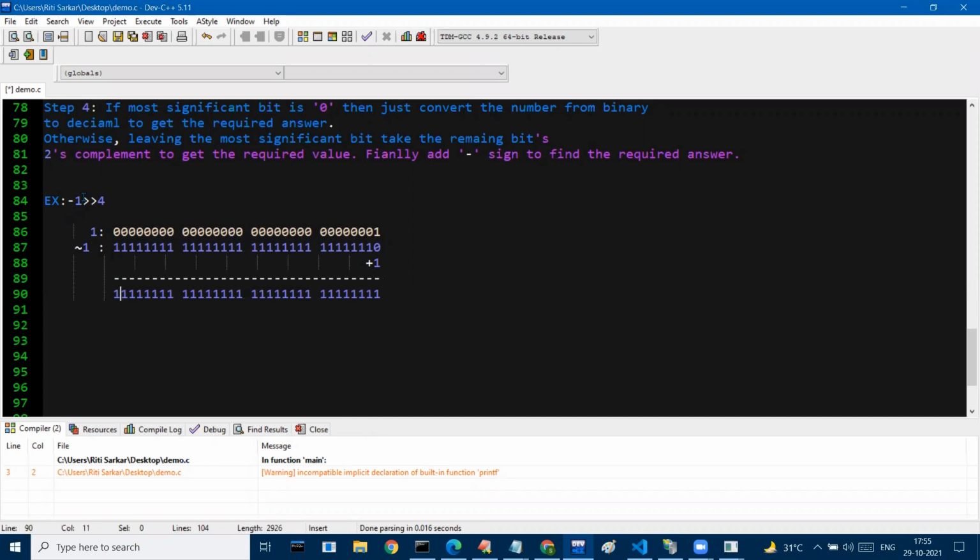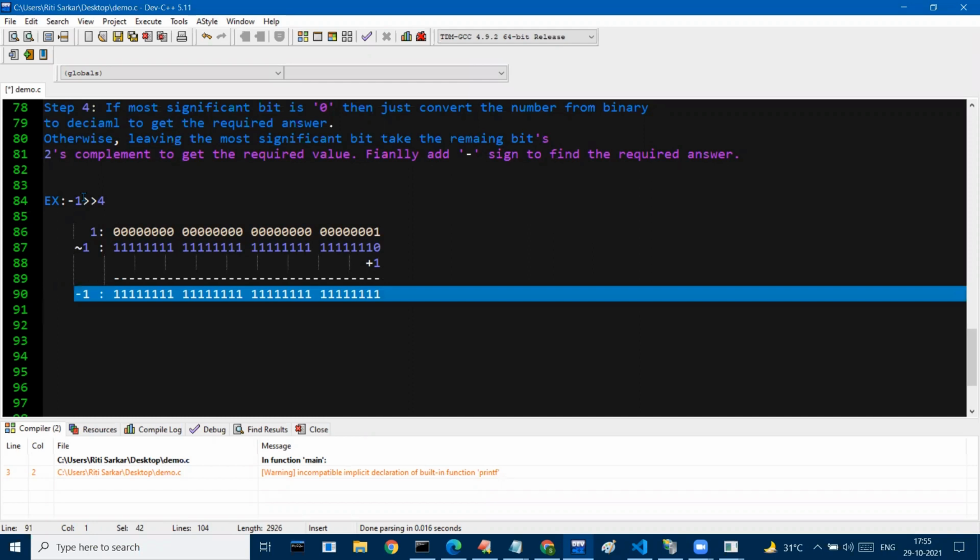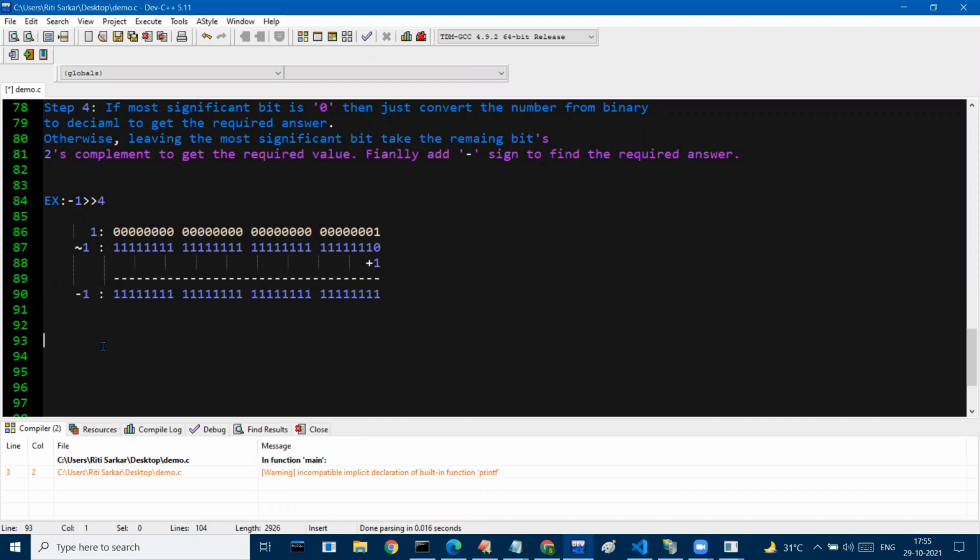This is nothing but your -1. So -1 means all are 1, sir. Okay. Now what they said? I have to make it right shift, right? So if you make a right shift by how many bits?